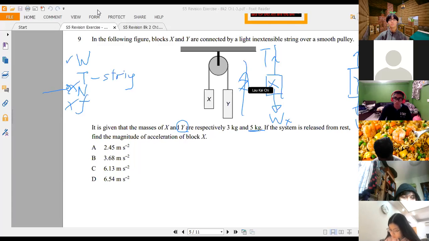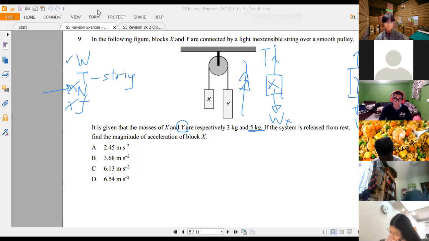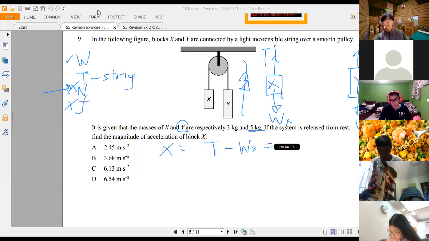Immediately, we can set up equations for objects X and Y. You may just do the same thing like this. Whenever you see a question involving two objects linked together by a string or in contact, you may just set up the free body diagram. X is going upward, right? So the net force will be tension minus WX, which is equal to MA. This is the first equation I can write.